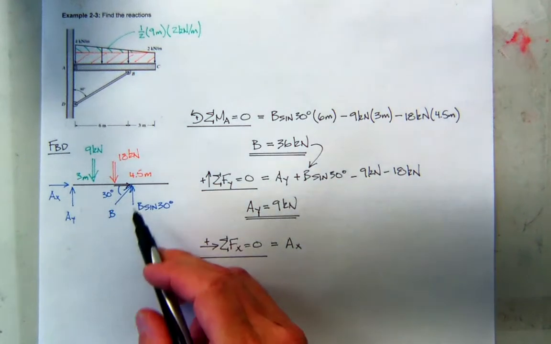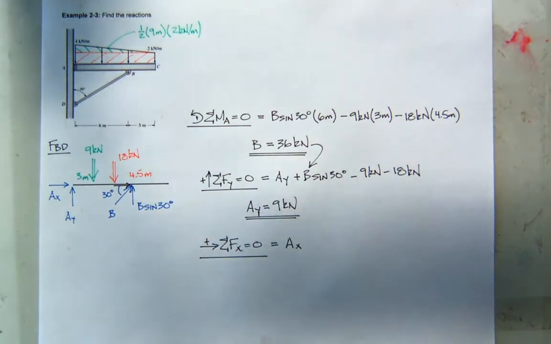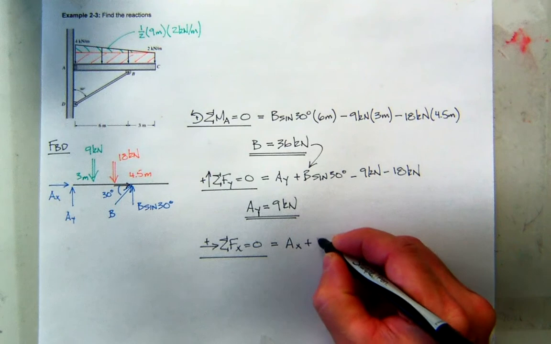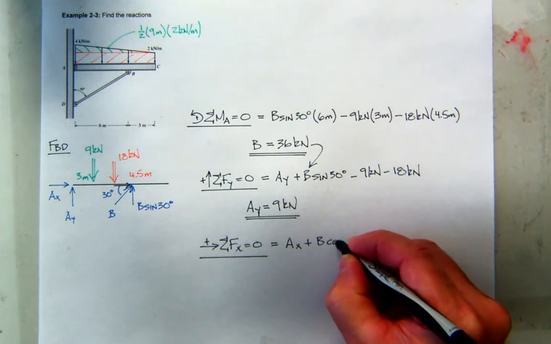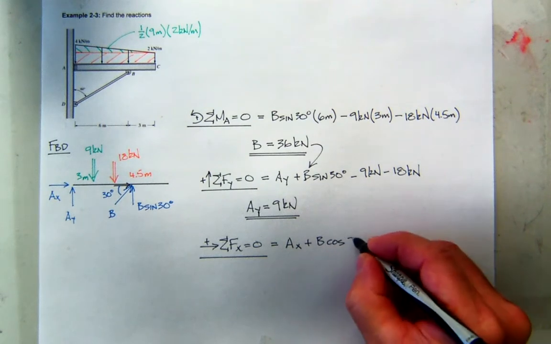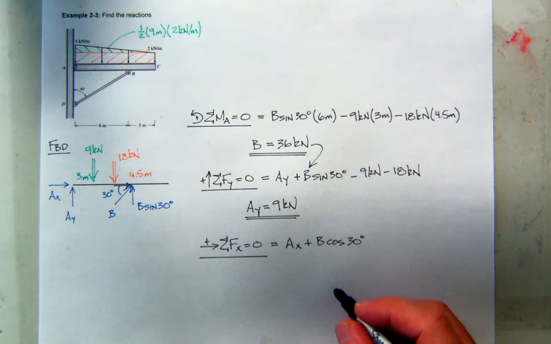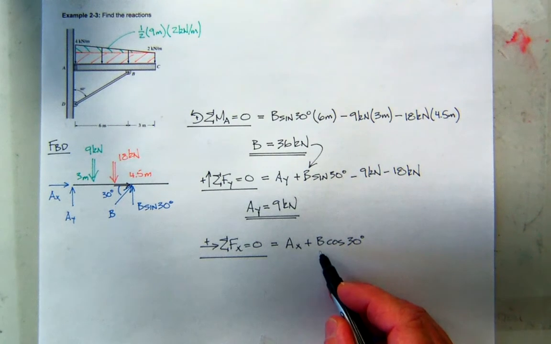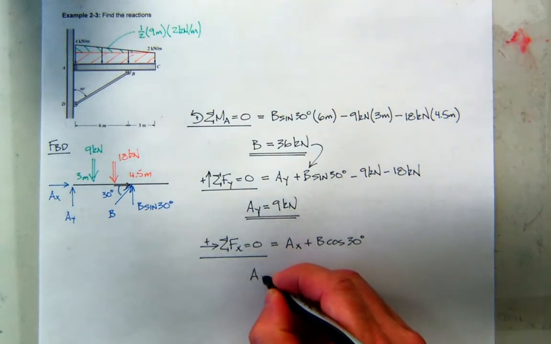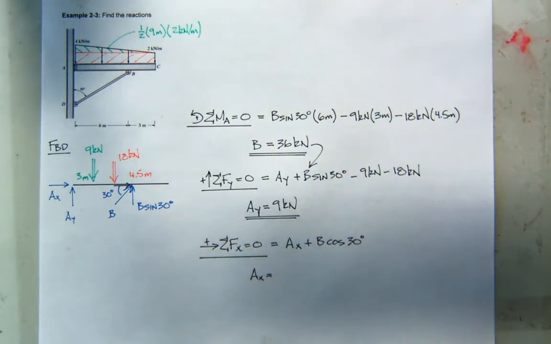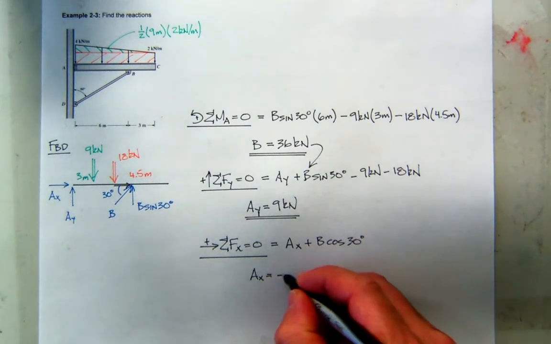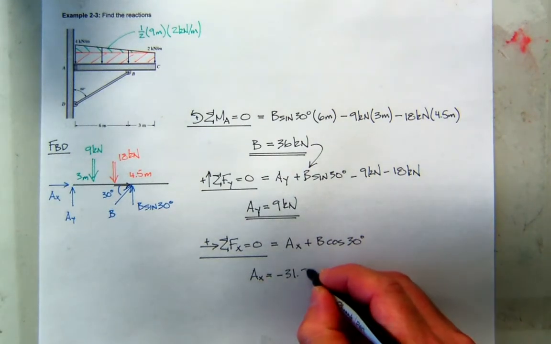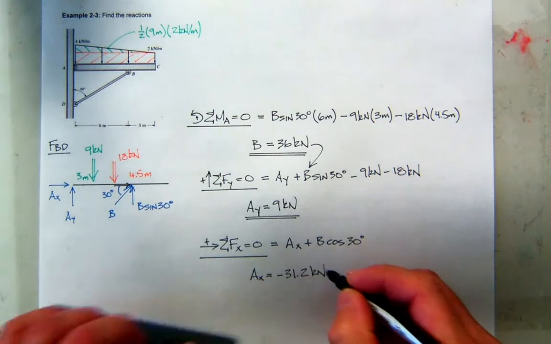Everybody see that? Kind of hard to see. So that's going to be positive or negative? Positive. And that will be the cosine of the angle. Again, we know B, so we can put that in there. So we should be able to solve for AX. So what is AX? Negative 31.2. Anybody else get that? Yes. Excellent.